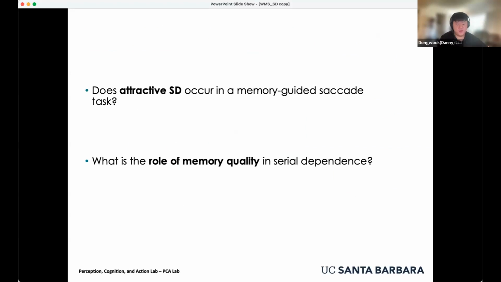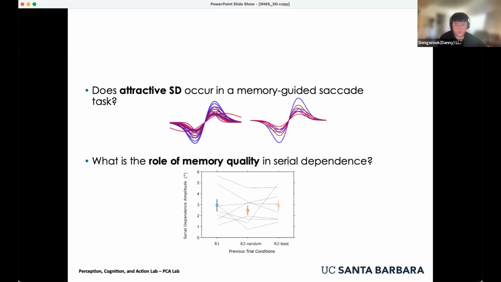So in this study, we aimed to address two main questions. Firstly, we investigated whether serial dependence occurs in a memory-guided saccade task. And the DoG curve fitting in both study 1 and study 2 provided evidence supporting its occurrence. Then we explored the role of memory quality in serial dependence. Although we did not find a significant difference in serial dependence magnitude across task conditions, the qualitative analysis suggests the magnitude of serial dependence is greater when the memory quality from the previous trial is more accurate. Investigating intriguing phenomena like serial dependence is crucial for enhancing our understanding of working memory, and I look forward to further exploring such phenomena in my future.